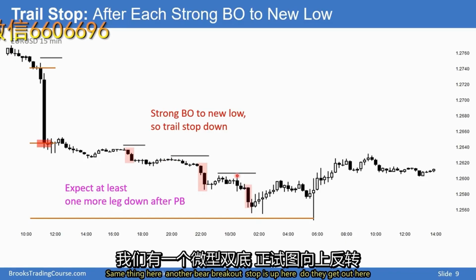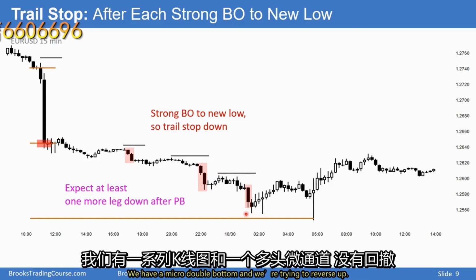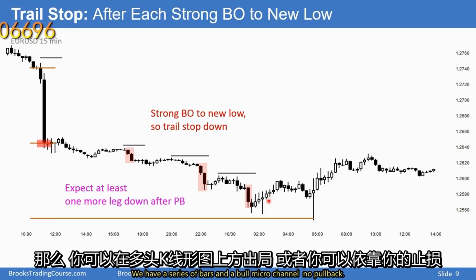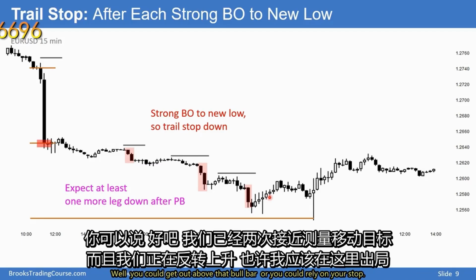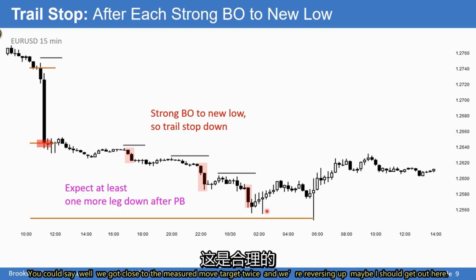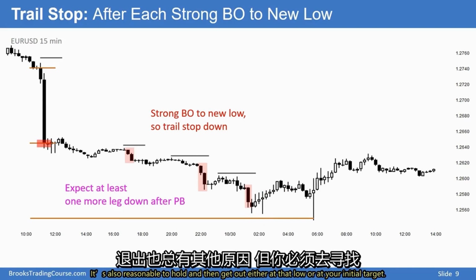Same thing here. Another bear breakout, stop is up here. Do they get out here? We have a micro double bottom and we're trying to reverse up. We have a series of bars in a bull micro channel, no pullback. Well, you could get out above that bull bar, or you could rely on your stop. You could say, well, we got close to the measured move target twice and we're reversing up. Maybe I should get out here. That is reasonable. It's also reasonable to hold and then get out either at that low or at your initial target.